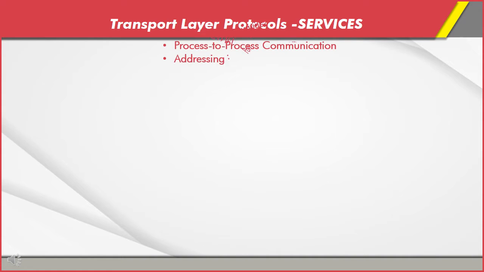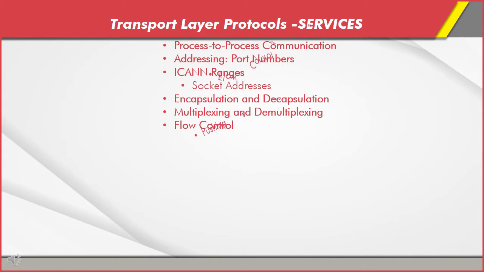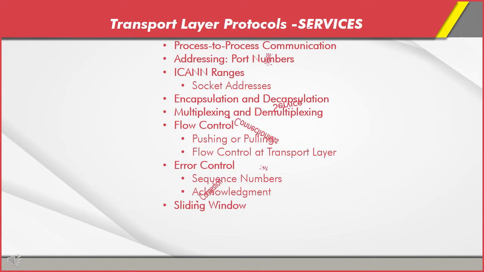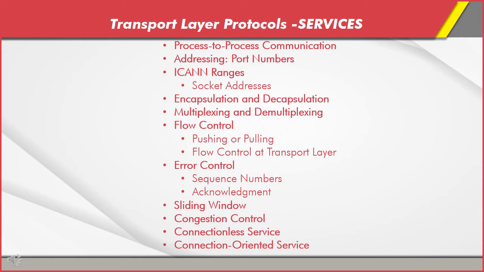This transport layer protocol provides various services such as process-to-process communication, addressing, ICANN ranges, encapsulation and decapsulation, multiplexing and demultiplexing, flow control, error control, and importantly sliding window, congestion control, and it also provides connectionless and connection-oriented services. We will be seeing all these things in this video and in the next videos.